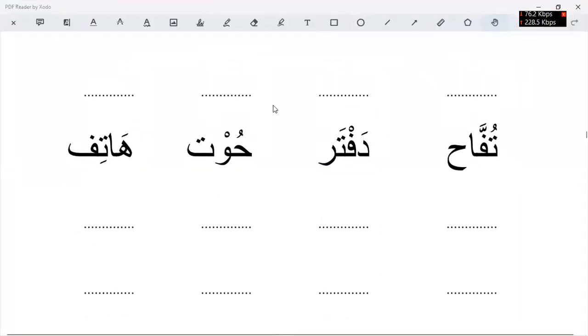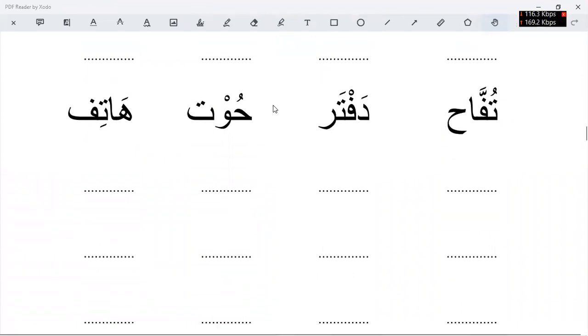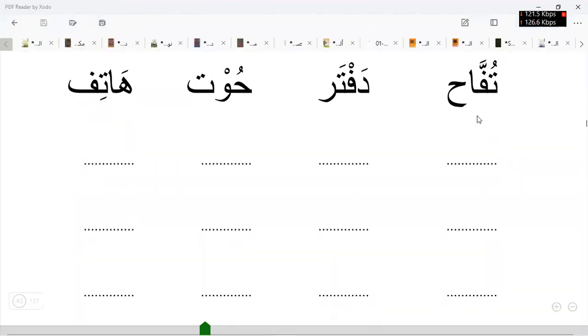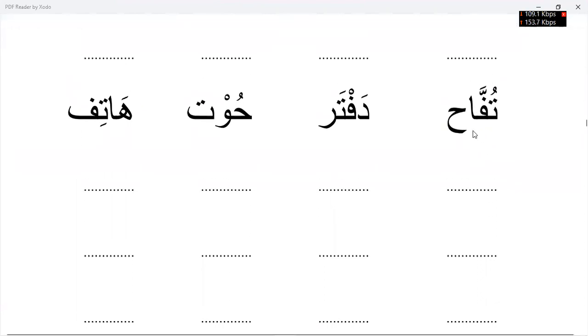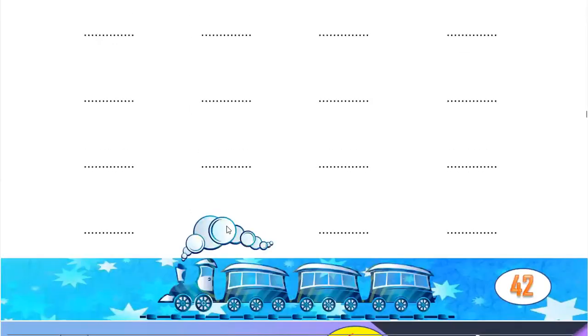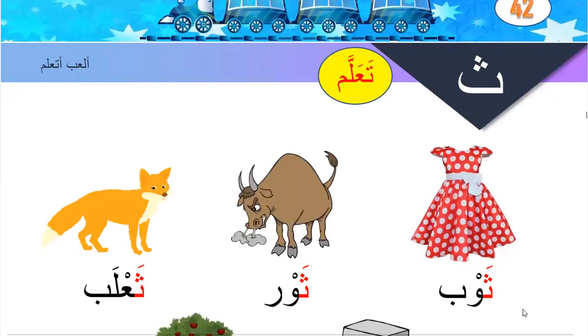Okay. Then the other student, Latifa. Tuffaha. Apples. Okay. Daftar. Notebook. Good. Coat. Veil. Good. Handkerchief. Telephone. Good. Next we have the letter sa.